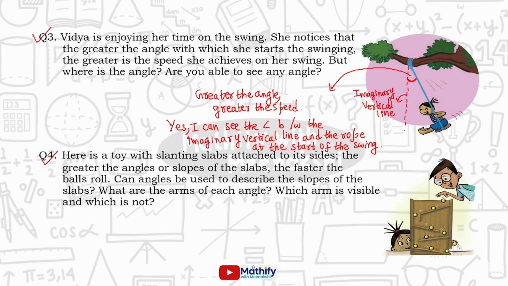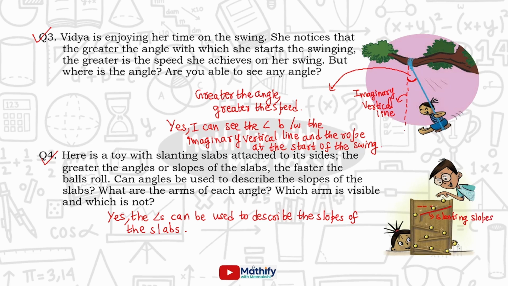So question number 4. Here is a toy with slanting slabs attached to its side. The greater the angles or slopes of the slabs, the faster the ball rolls. Can angles be used to describe the slopes of the slabs? You can say yes, the angles can be used to describe the slopes of the slab. And where are the angles? Just see here carefully. This is your slanting slopes that's given in the question.